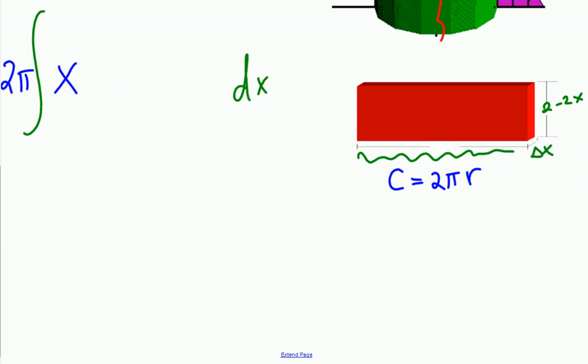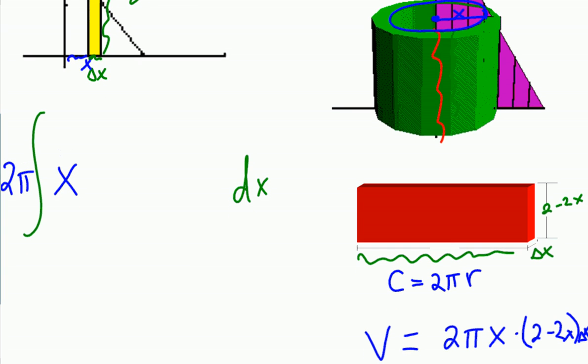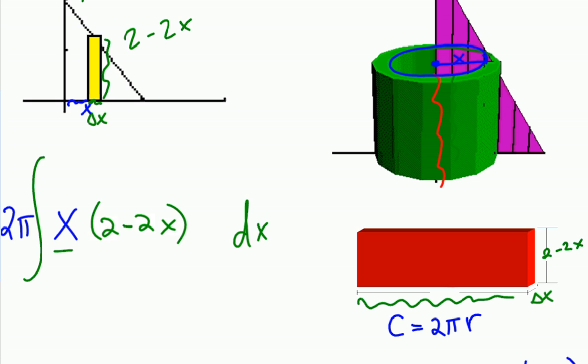So the volume of this guy is 2 pi x times 2 minus 2x times delta x. And if we add up infinitely many of those, our delta x goes to dx. We can put our 2 pi out front of our integral. Then we have our radius, and then our height of our rectangle. And we integrate from 0, because now we're doing x's, to this point over here, which is 1.